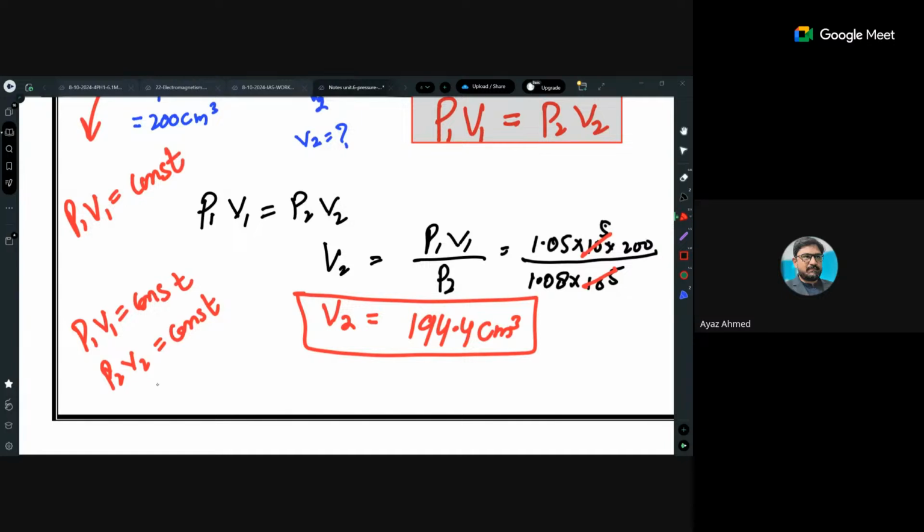Okay, are you getting it? So P1 V1 will be equal to P2 V2. I mean, the left hand side is the same, so the right hand side will be the same. So basically, the constant is equal to the constant. So there is one more method: you can divide them, and the constant will be cancelled out. Oh, yeah, got it.